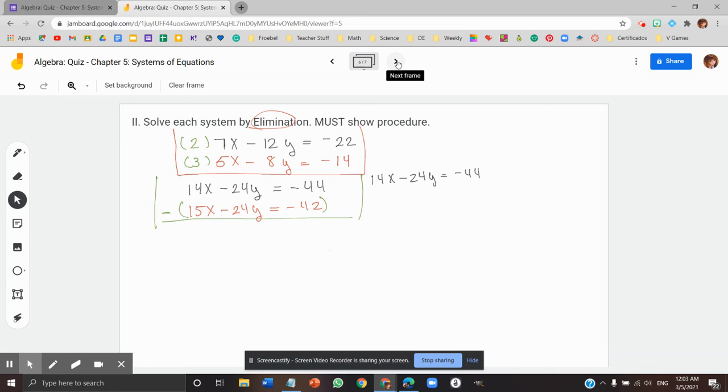So negative 1 times 15x is going to be negative 15x. And negative times negative 24y is going to be positive 24y. Now that I can actually cancel, equal. And I have to change now the sign of my 42. If I have negative 42, now it's going to be positive 42. Now that equation I can actually add.